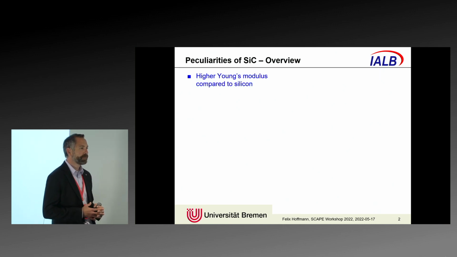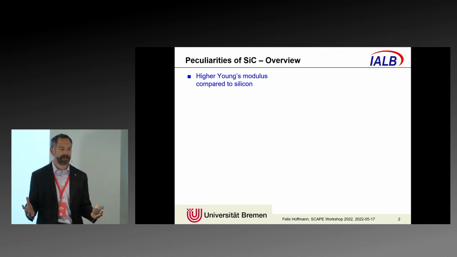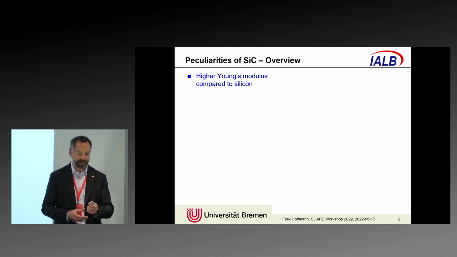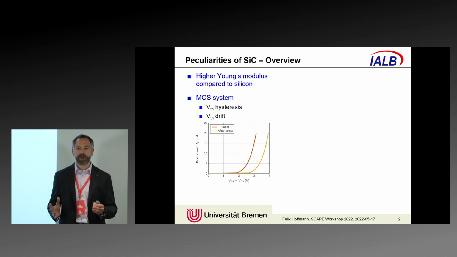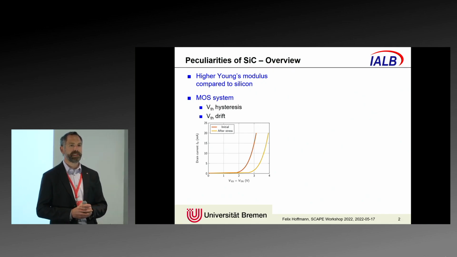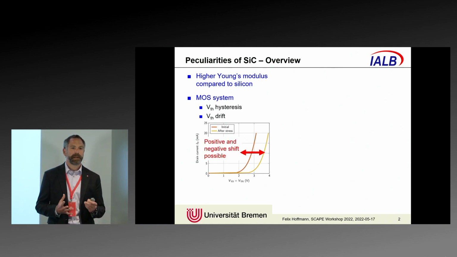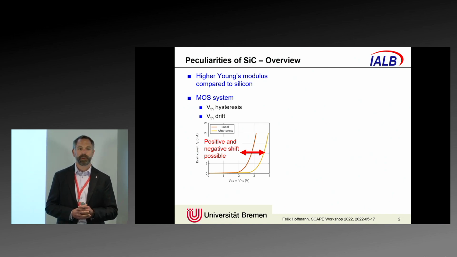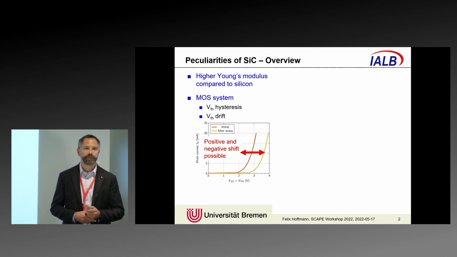First of all, silicon carbide has a more than 3 times higher Young's modulus compared to silicon. This, of course, increases the stress on the chip interconnects and hence reduces the reliability under thermomechanical stress. Secondly, we have already heard about the issues related to the MOS system and also the effects of VTH hysteresis as well as VTH drift. In this picture, you can see the shift in the right direction. However, as we heard earlier today, both positive and negative shifts are possible.